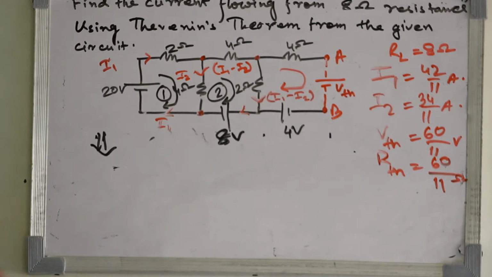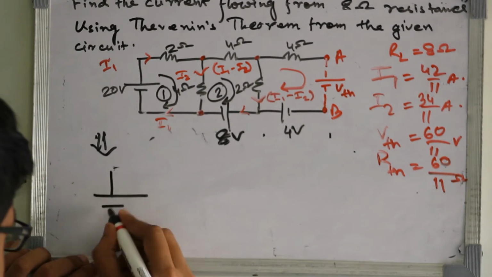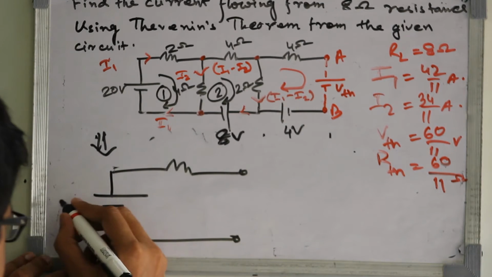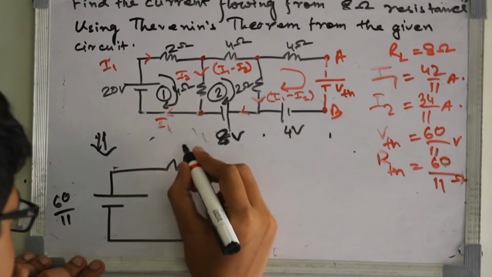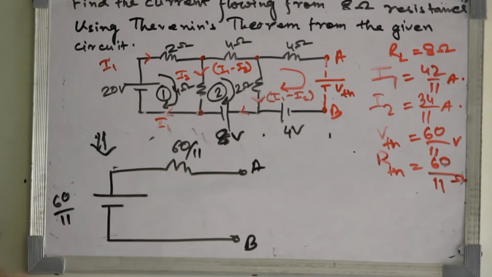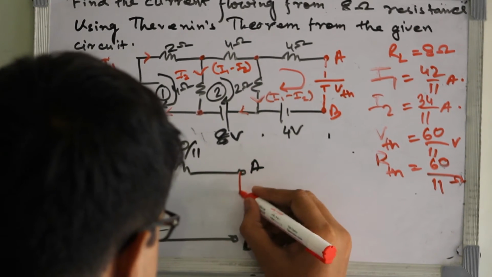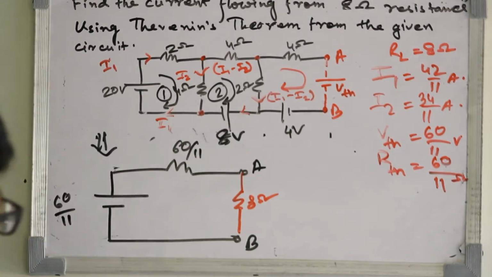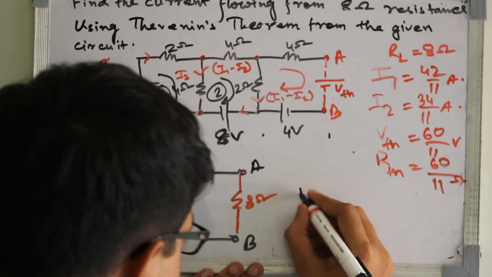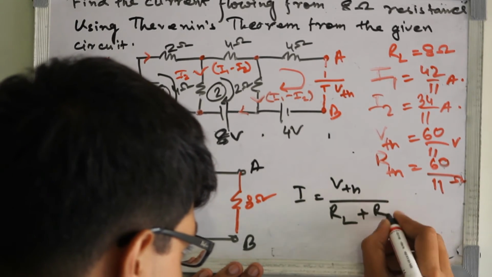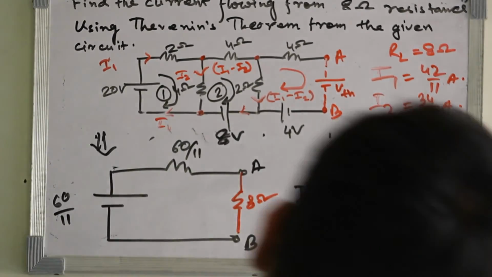Now our equivalent circuit will be like this. This is 60 upon 11. This is 60 upon 11. This is A and B. Now using rule number 5, I will add the load resistance here. This is 8 ohm. Now the formula to find current using Thevenin's theorem is I equals VTH by RL plus RTH. So we got the value of VTH and RTH.